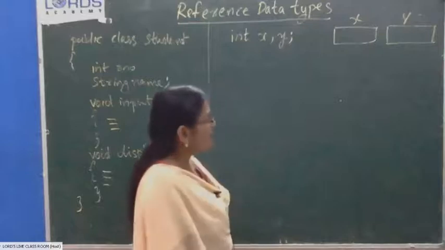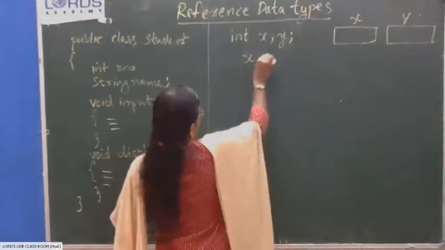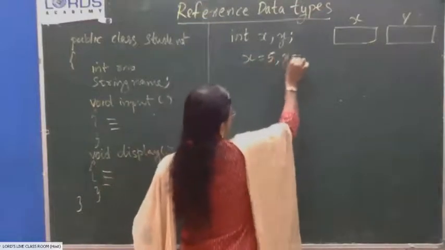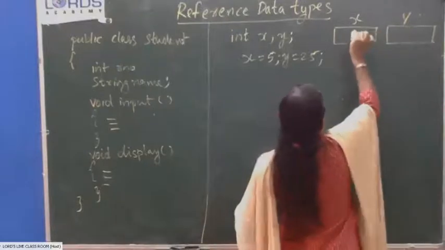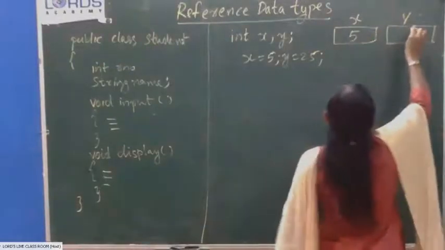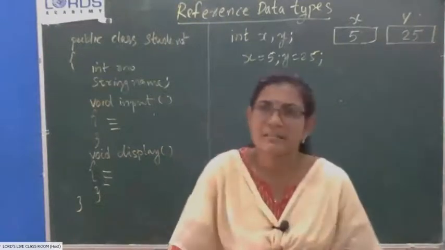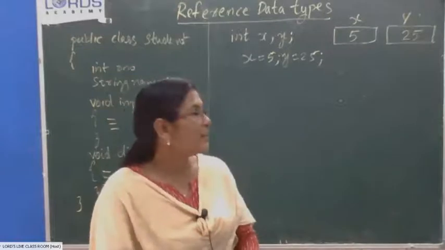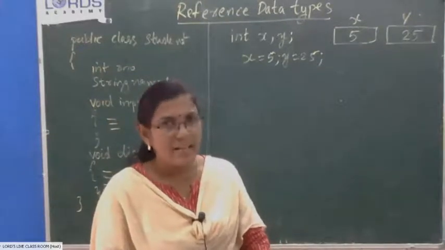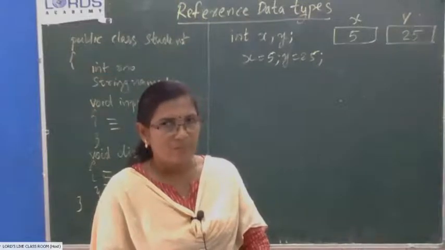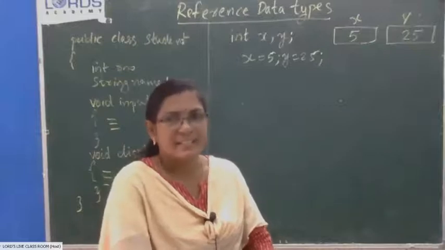Okay. Here you can assign the value x equal to 5, y equal to 25. So through assignment statements, in x I have stored the value 5 and in y 25. Values are stored in the same location itself. Am I right? So here values are stored in the same storage locations which are named x and y. This is the case of normal primitive data types.